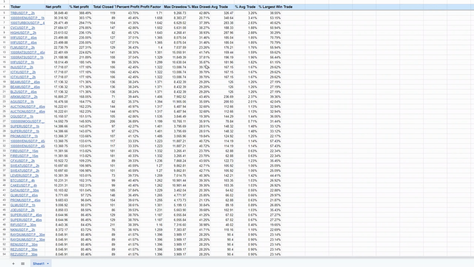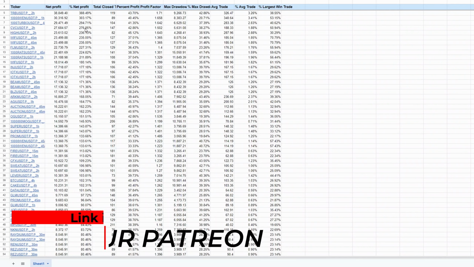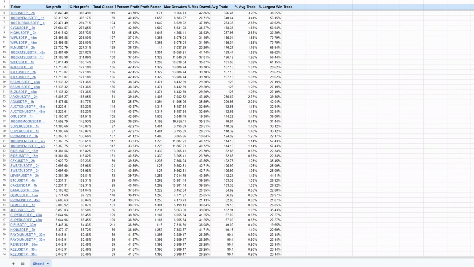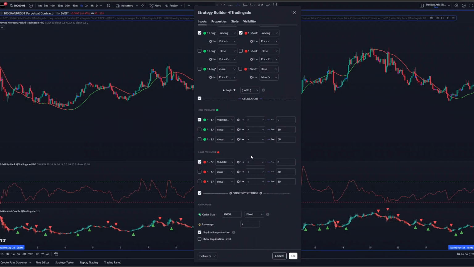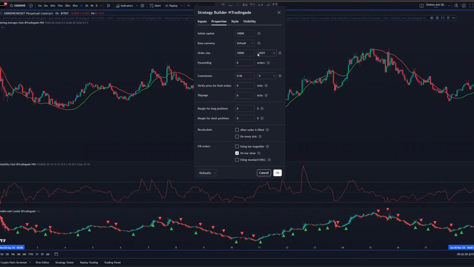As always, I'm gonna take the backtest results based on our magic spreadsheets, which you can find in the Settings Bank Premium channel on Discord. These will contain a lot of backtest results based on different pairs and different timeframes. All these results are without any leverage applied and are based on Bybit exchange. We're gonna analyze the 10k WEN USDT based on the 1 hour timeframe. We're gonna go long and short. Order size $10,000 with fixed amount, 2x leverage applied, the initial capital is $10,000 and 0.06% commission.